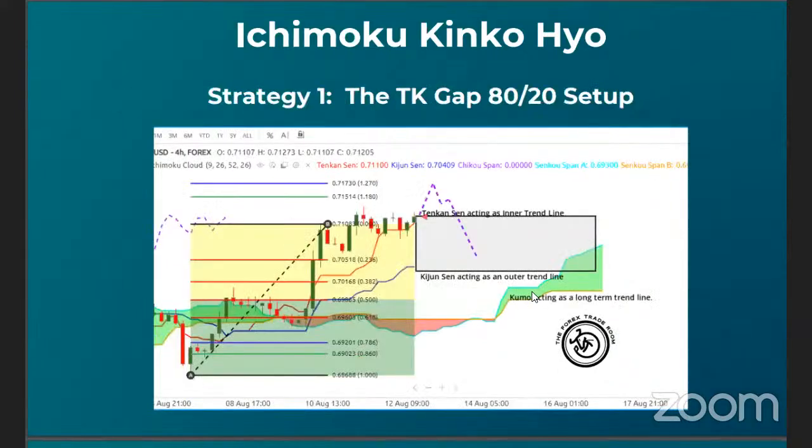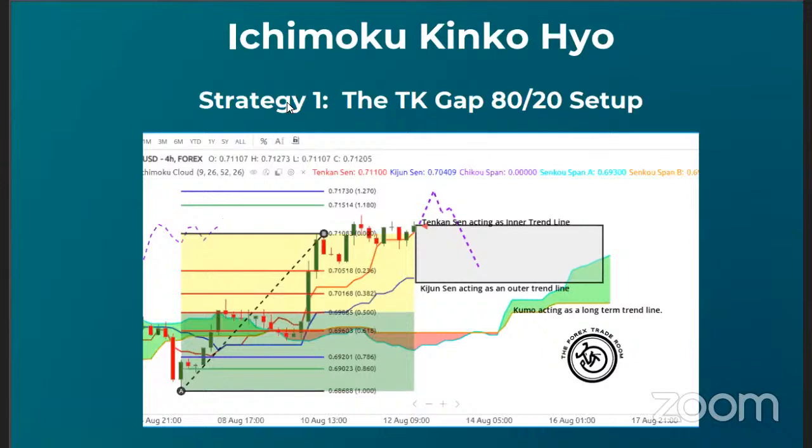Okay. So here, this is a setup with the fib. Okay, where we just saw that. Now we just put the fib on it. See? All right. So look at your Tenkan-sen. And I call as a strategy one a TK gap, the 80-20 setup, right? So it's kind of hitting it. Not quite in the zone where I want it to be, right? But if we get short, we have to think about that.